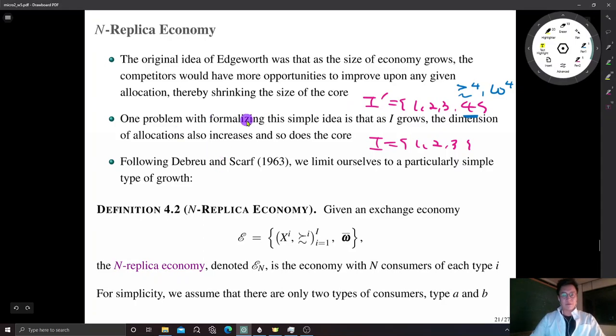One way to circumvent this difficulty is to limit ourselves to a particularly simple type of growth, that is, an n-replica economy. The idea is this. Given an exchange economy, we think of the n-replica economy denoted by E_n, that is, an economy with n consumers of each type. Now we classify the set of consumers into separate types. For simplicity, we assume there are only two types, type A and type B. Consumers of the same type have the same consumption set, the same preference relation, and the same initial endowment.